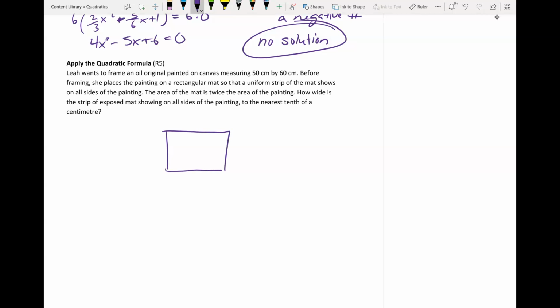Okay, I'm going to draw our canvas first. So we can see that this is 50 by 60 centimeters. And we know that there is a strip that goes along all sides of the mat. And it says uniform, so we know that our length and width of everything is going to be the same. So if I were to draw this in, that means that this length here is going to be X. Same thing with this. Same thing with this, and so on.